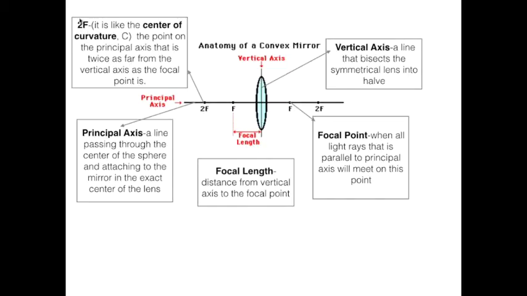And 2f, like in the previous lesson, we call it the center of curvature. But when we're talking about lens, we will just call it 2f. It is the point on the principal axis that is twice as far from the vertical axis as the focal point is.